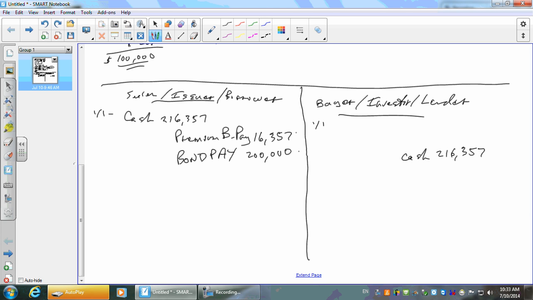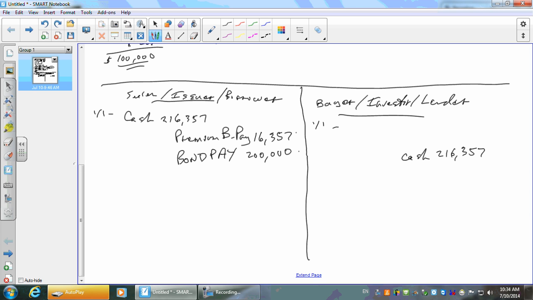But how much cash am I going to pay in interest? 100,000. So what do I have to do? My interest expense has got to be less by 16,357, because they only borrowed 216,000 and they're only going to pay back 300,000. The difference is the interest. We're going to use the effective interest method to spread it across, just like with the discount. Same deal. So don't fall into memorizing this. Understand it, guys. It'll really pay off. And I know it's hard to get your head around it.